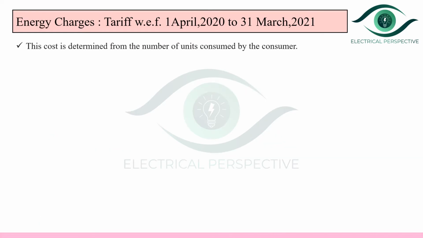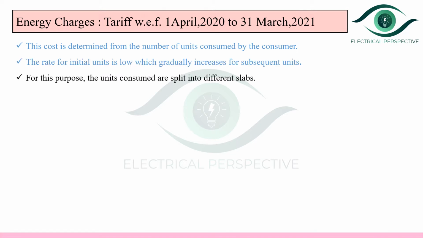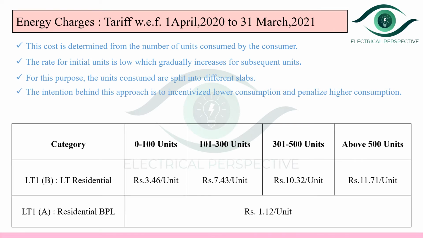Next are the energy charges. This cost is determined from the number of units consumed by the consumer. The rate for initial units is low, which gradually increases for subsequent units. For this purpose, the units consumed are split into different slabs. The intention behind this approach is to incentivize lower consumption and penalize higher consumption. Note that these rates are also decided as per the tariff order issued by the Commission from time to time.